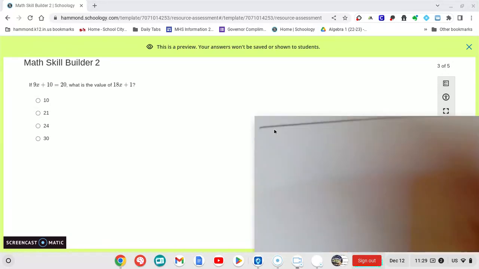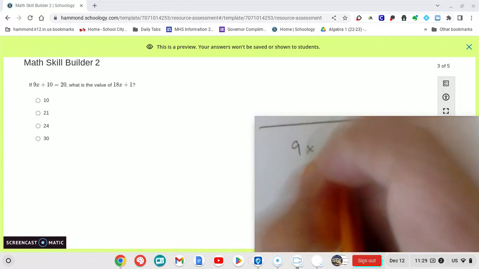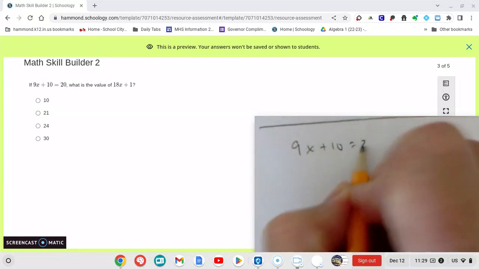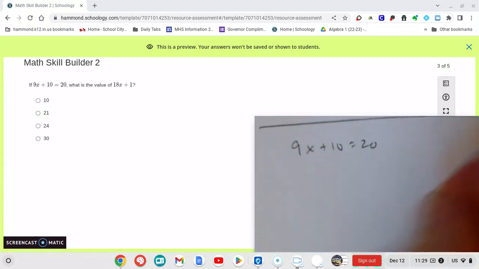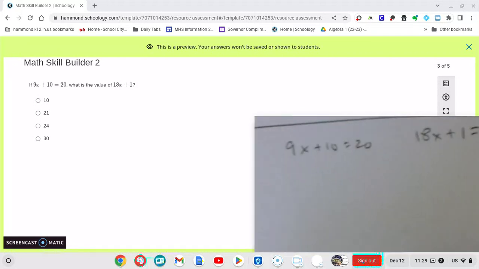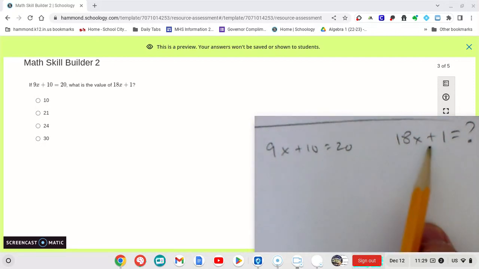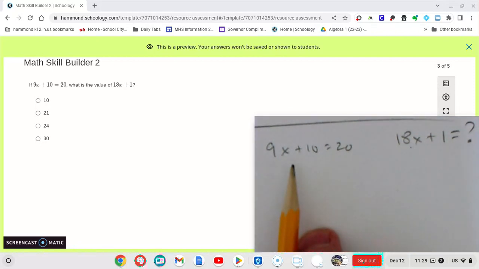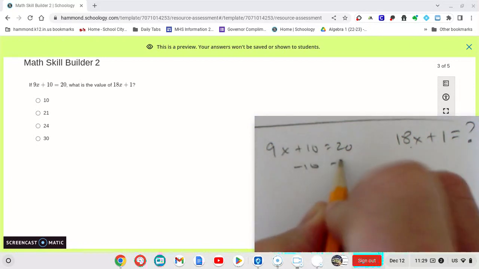We're given an equation: 9x plus 10 equals 20. And we are asked, if that's true, what is 18x plus 1 equal to? Okay, so in order to get a value for this, we need to know what x is. Here I have an equation that I can solve for x, so let's make that happen.